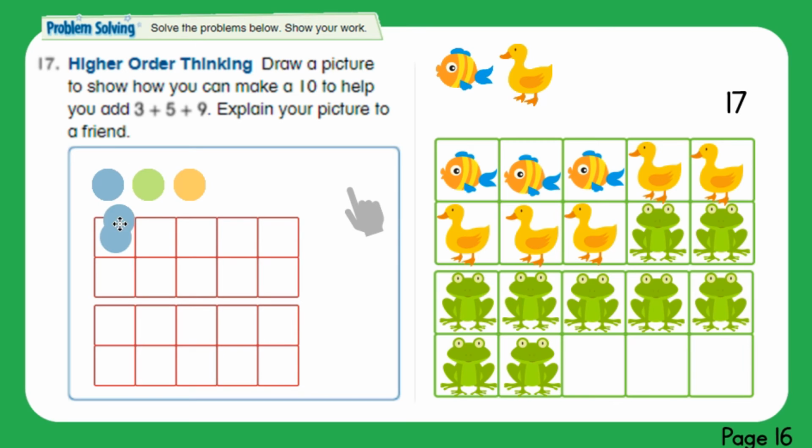1, 2, 3. Now 5 from green. 1, 2, 3, 4, 5. Then 9 from blue. 1, 2, 3, 4, 5, 6, 7, 8, and 9.